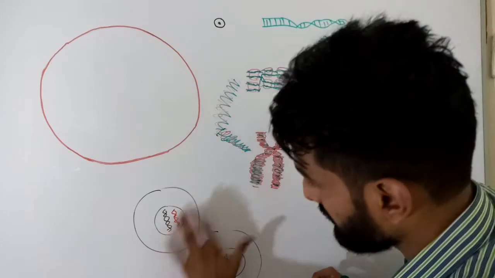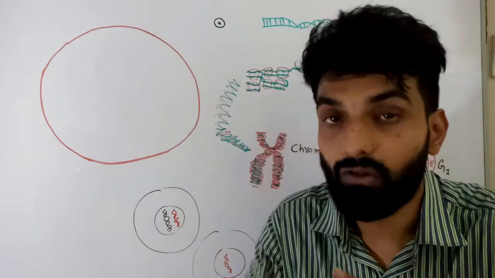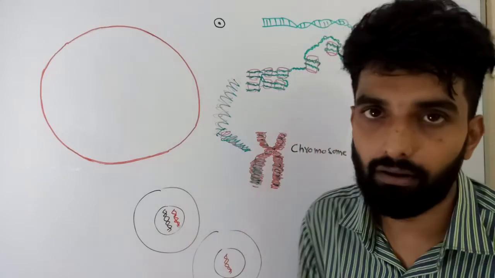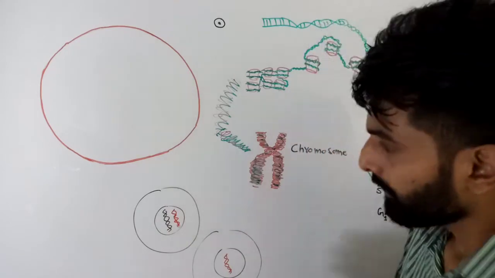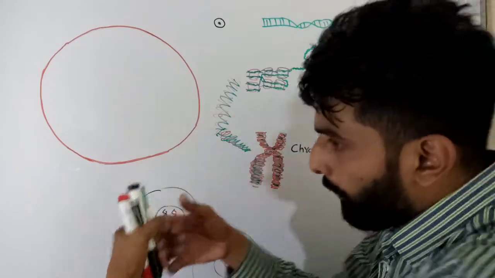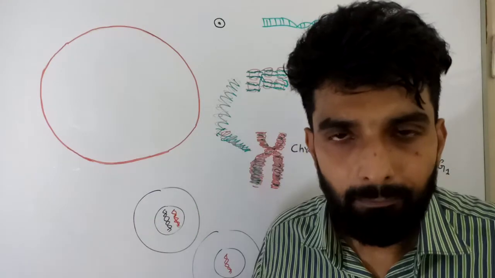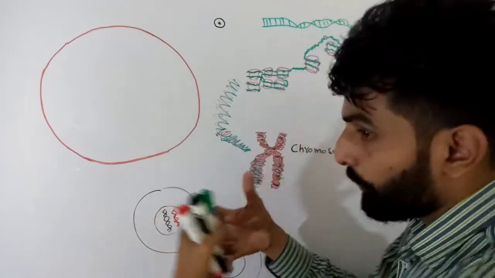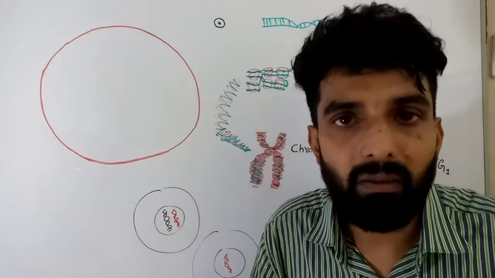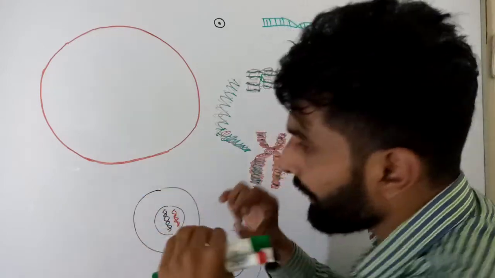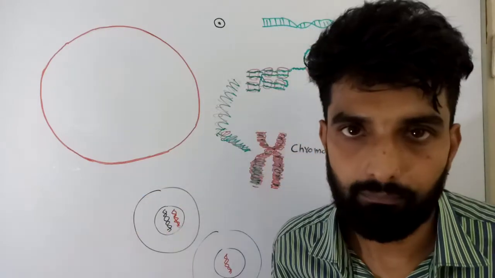But still, the cell has not been replicated. The cell has not been divided. Only DNA has been divided. Now what we need to do? Now chromosomes need to be divided. They need to be separated. Clear? Nuclear material needs to be separated, and the whole cell needs to be converted into two daughter cells.